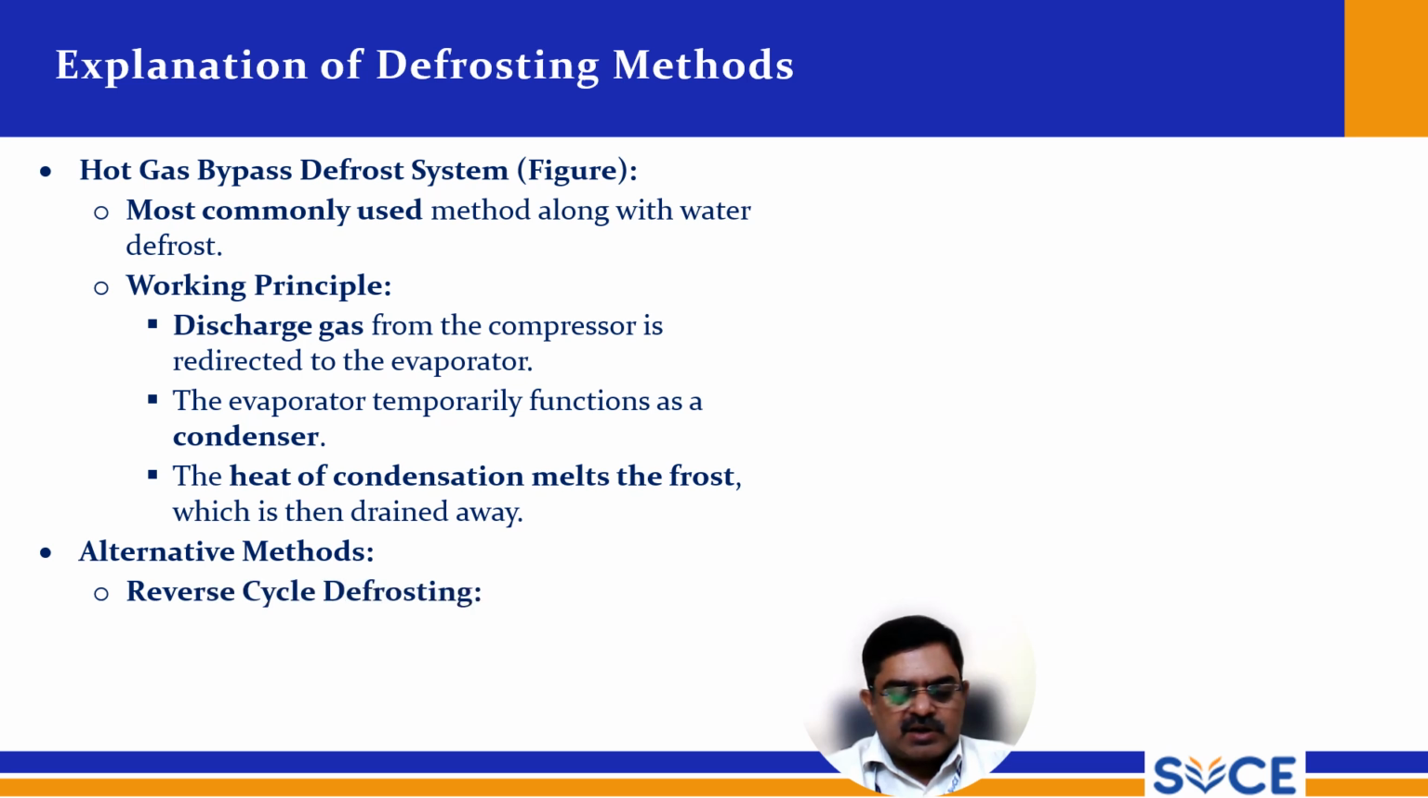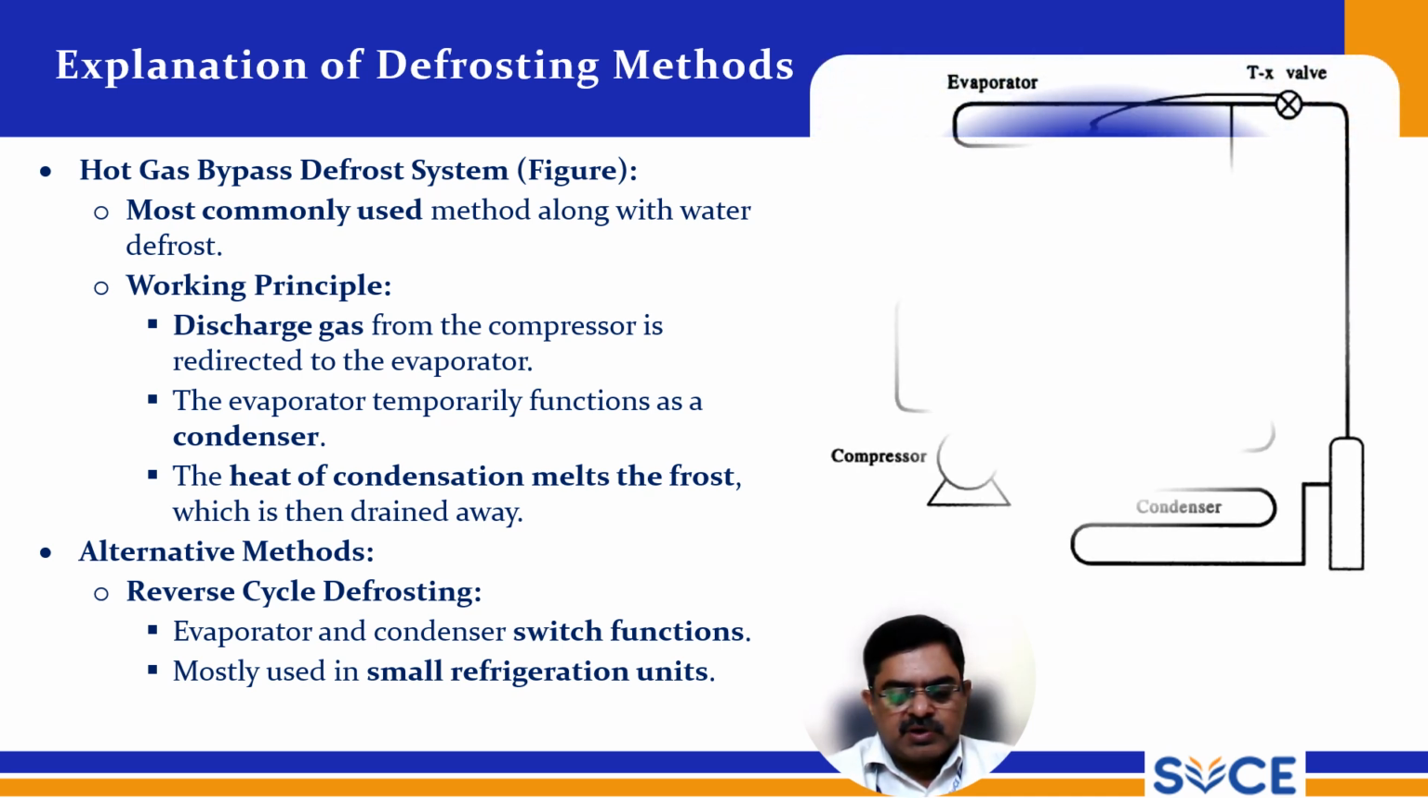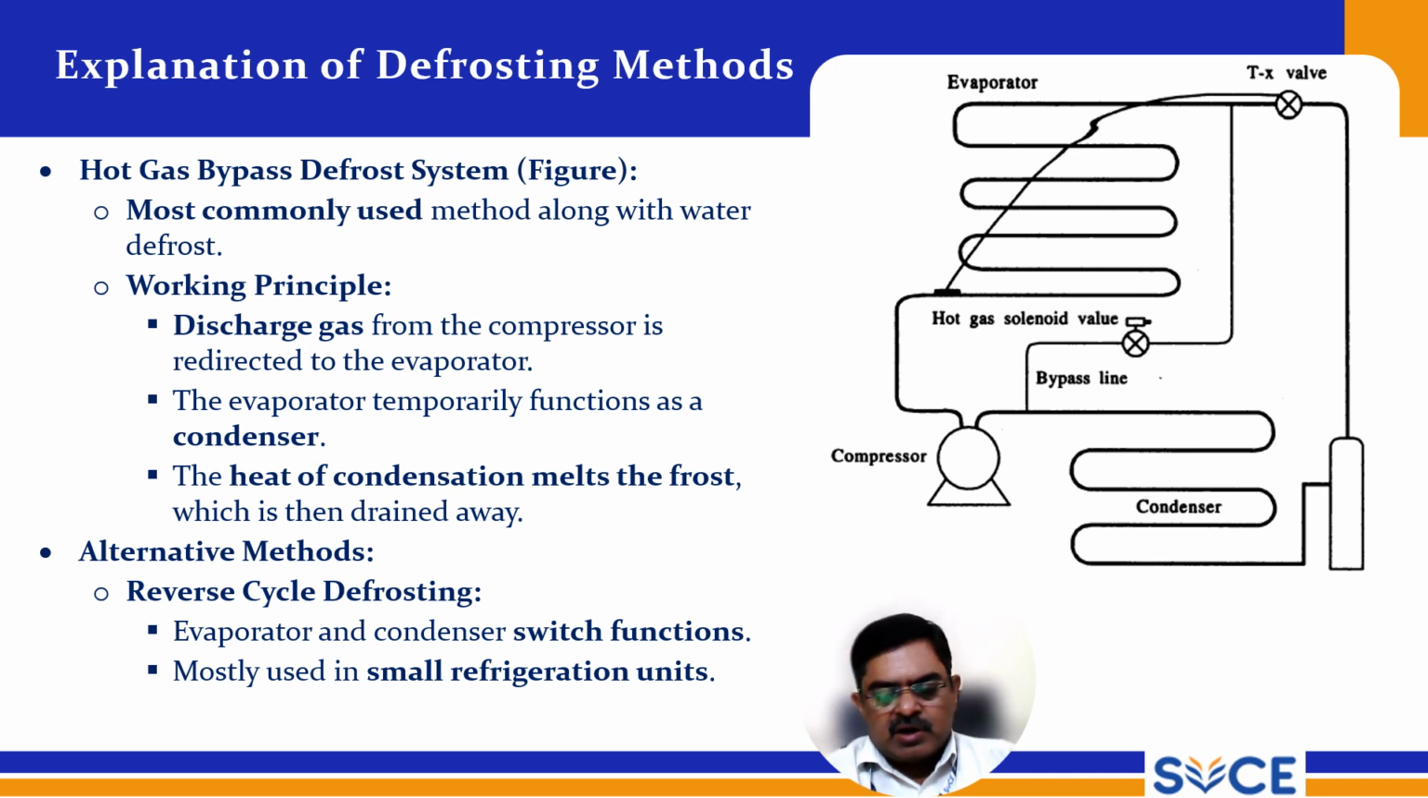An alternative method is reverse cycle defrosting, where the evaporator and condenser switch functions. We can switch the functions of these two and get the defrost done, and it is mostly used in small refrigeration units. And this is the bypass, the same as what we have seen in the condenser. The evaporator is placed here and the condenser is placed here, and the bypass line is provided here. It is the same as the condenser bypass.